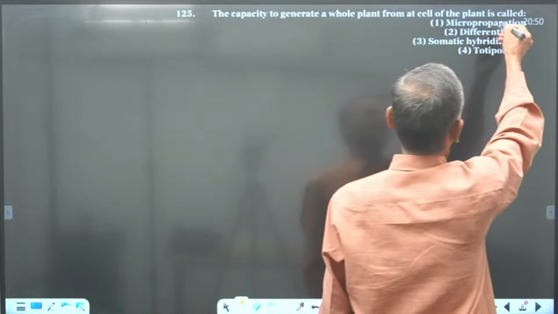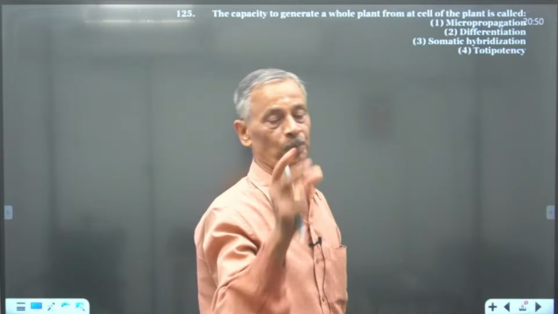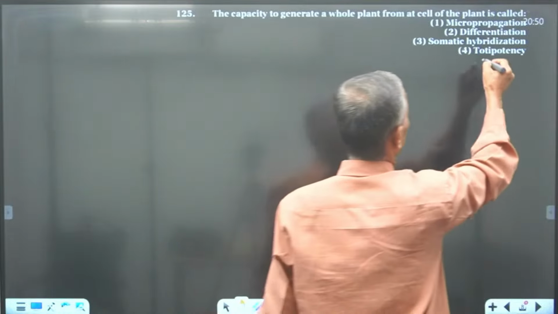Whole plant from a cell. The cell has the ability to produce the whole plant. That's called totipotency.